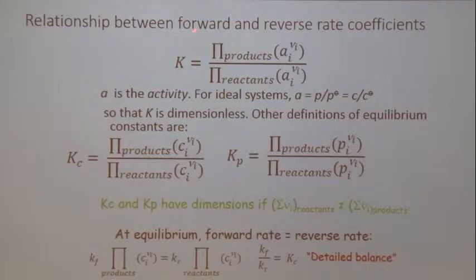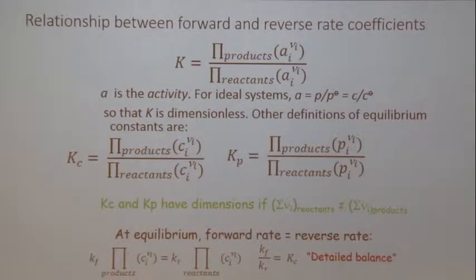This K is dimensionless, but other people use this definition, Kc. This one does not have the standard states in it. They left them out. It only has the concentrations of the species. And because of this, if the number of moles of reactants and products are different, this thing will have units like concentrations to some power. And so that's when you have units here.